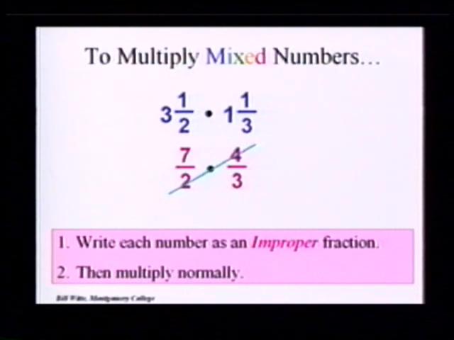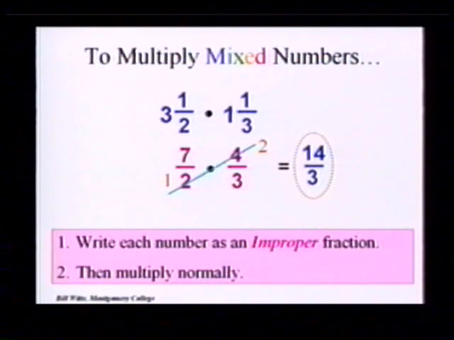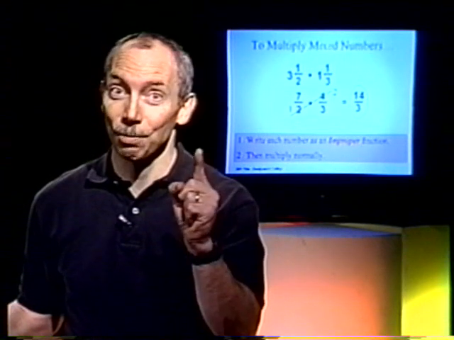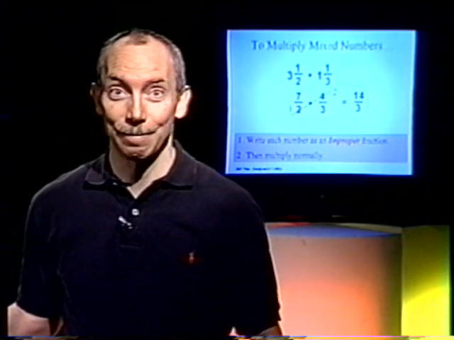Cancel if you need to. I get a 2 going into both of those. 2 goes into 2 once, 2 goes into 4 2 times. Any more canceling? I don't see any. So I just multiply across. 7 times 2 and 1 times 3, and you got yourself an answer. You're absolutely correct. Okay, so to multiply mixed numbers, we change them into improper fractions and then multiply.